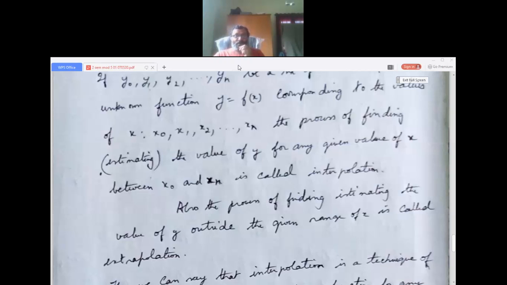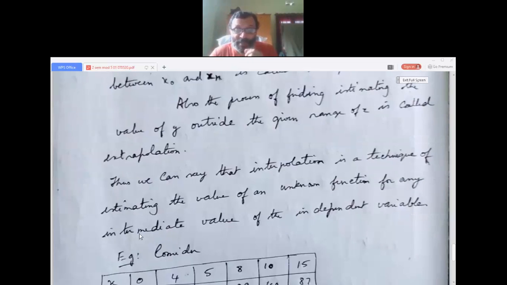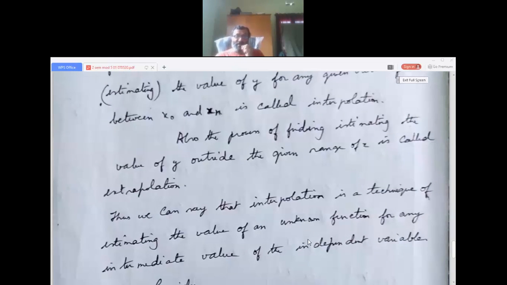Okay, I hope it is clear. Now, thus we can say that interpolation is a technique. So finally, the definition of interpolation, you have to know it. Interpolation is a technique of estimating the value of an unknown function for any intermediate value of an independent variable. Intermediate means in between. Independent variable means x, dependent variable means y.